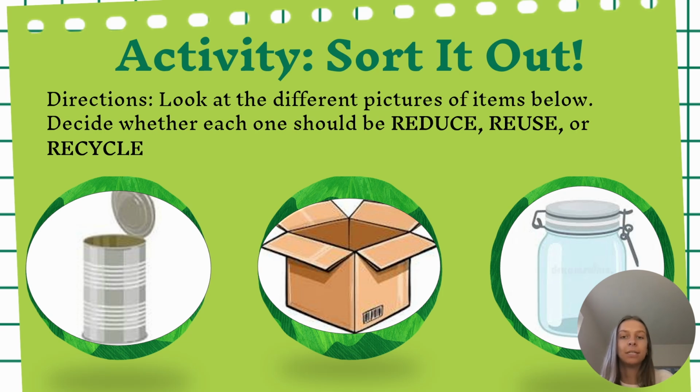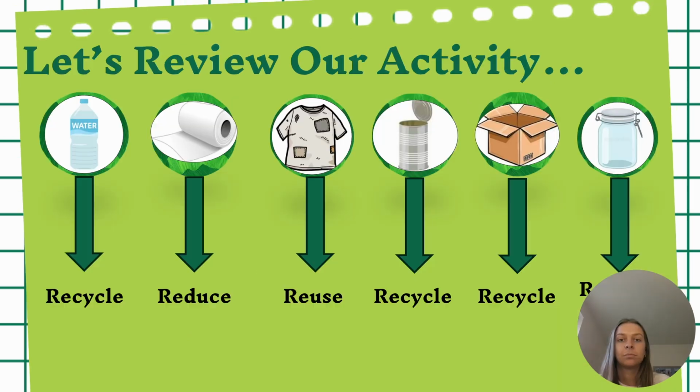You're going to sort them into the section that you think is correct. For example, if an item can be repurposed into something new, you would put that in the recycle category. And if it can be used again, that would go in the reuse category.